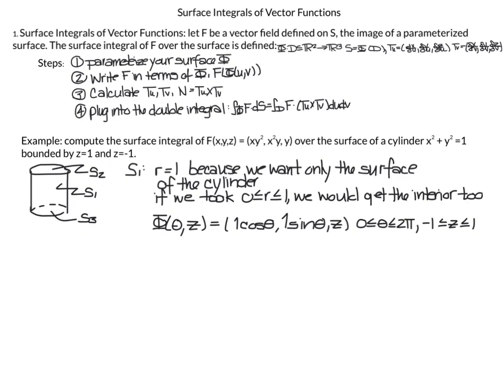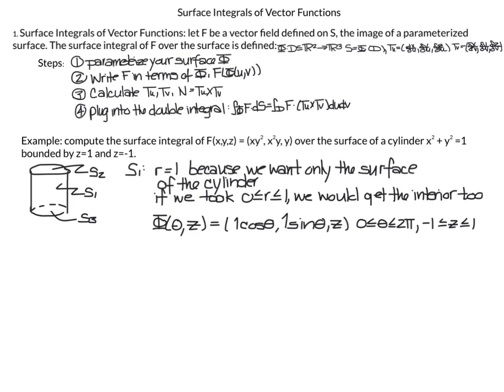The important thing to realize in this problem is that we will have to parameterize the lateral surface of this cylinder separately from the top and the bottom surface, because they are different in nature. So for S1, the lateral surface of this cylinder, our radius is fixed at 1, because we only want the surface of the cylinder.